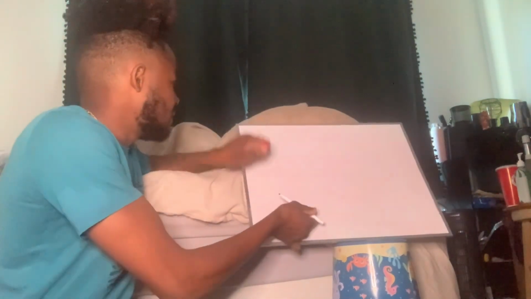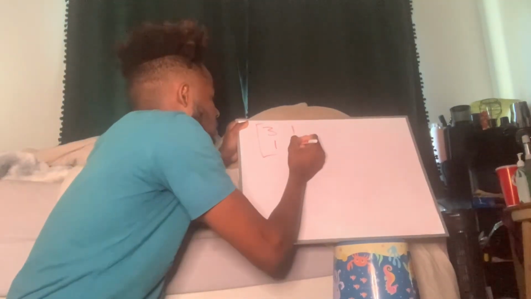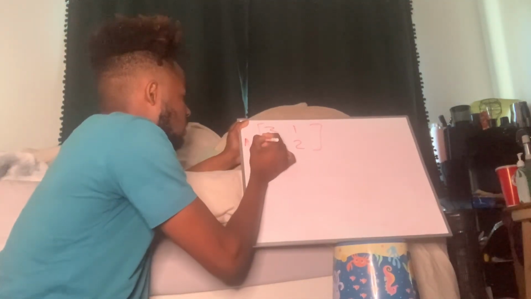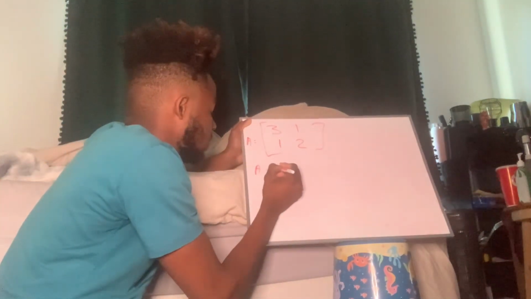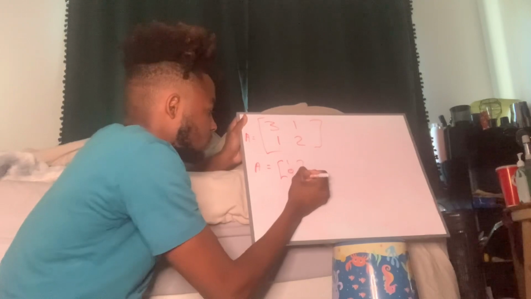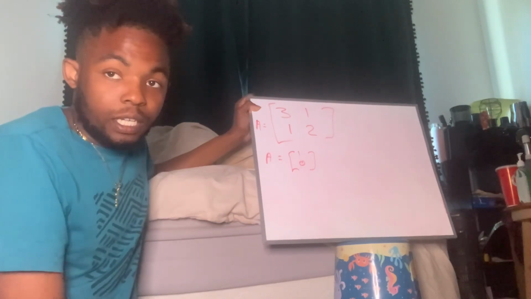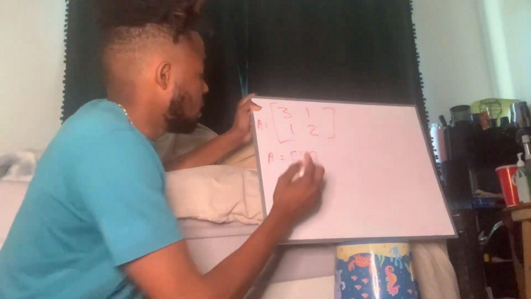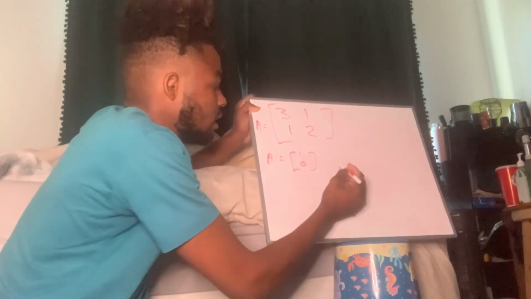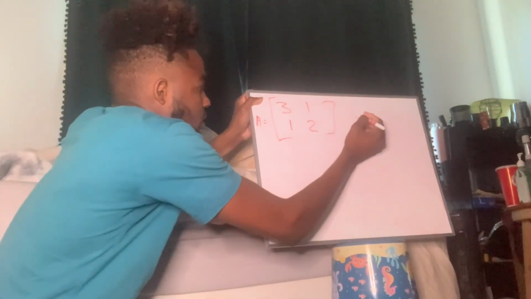So first of all, we have 3, 1, and then we have 1, 2, and then they say A equals this, and then they say A times 1, 0. So from this, what we understand is this is the input, the input vector. And this is the row, and then they want us to get an output. I'm going to put this right there so I can have more space.